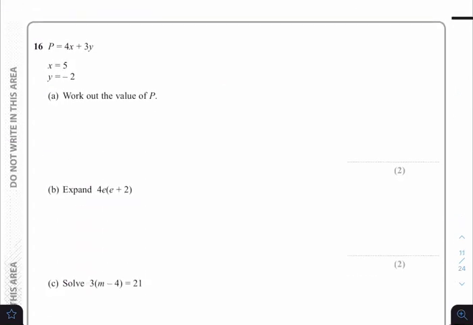Question 16. So we have p equals 4x plus 3y. We've got a value of x of 5 and a value of y to be minus 2. You just want to work out the value of p. So what we're going to do is just plug in those values there.